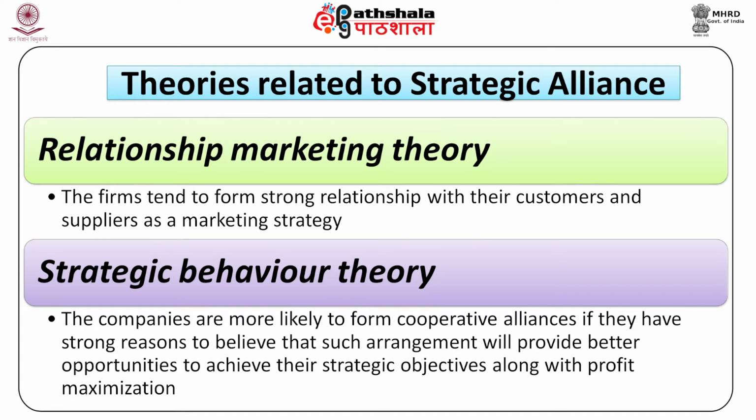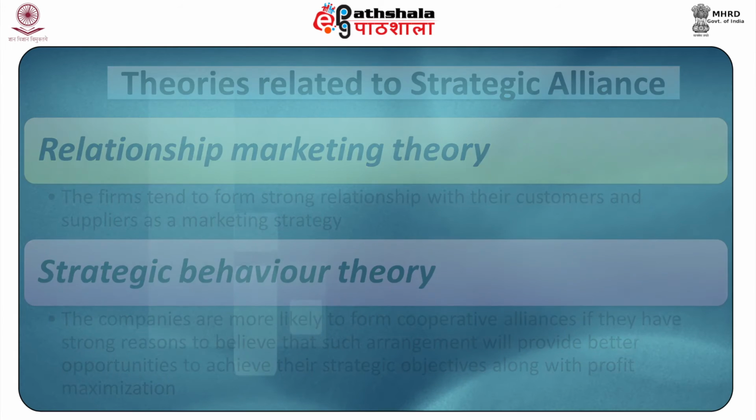Strategic behavior theory. This theory suggests that companies are more likely to form cooperative alliances if they have strong reasons to believe that such an arrangement will provide a better opportunity to achieve their strategic objectives along with profit maximization. Both relationship marketing and strategic behavior theory propose that firms make alliances as a proactive action or means of adapting to the changes in their environment.